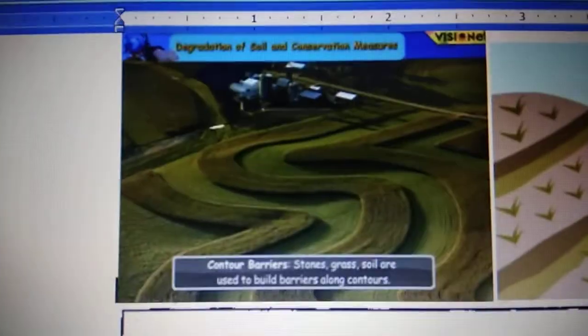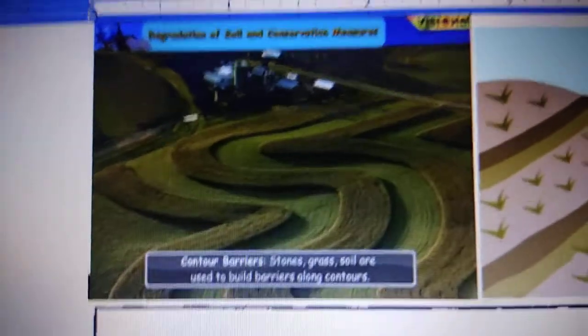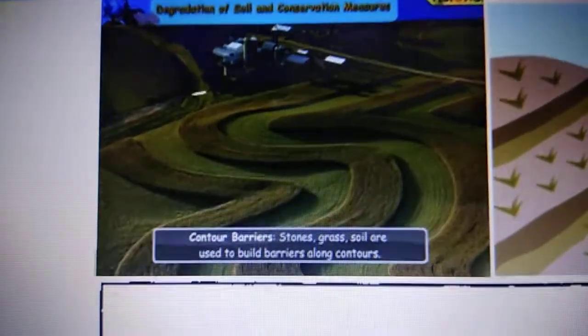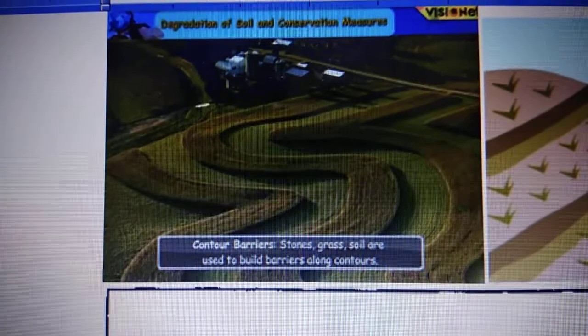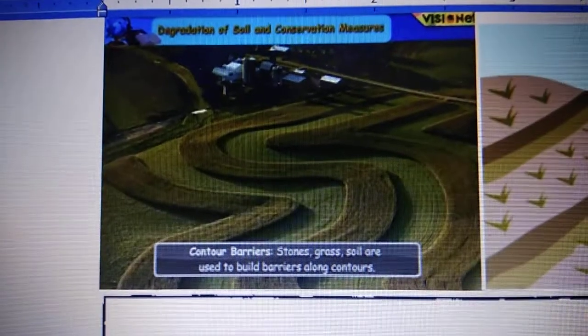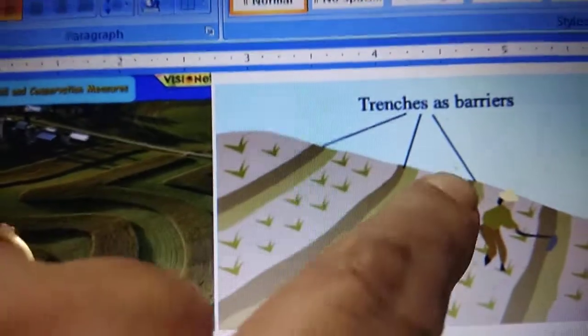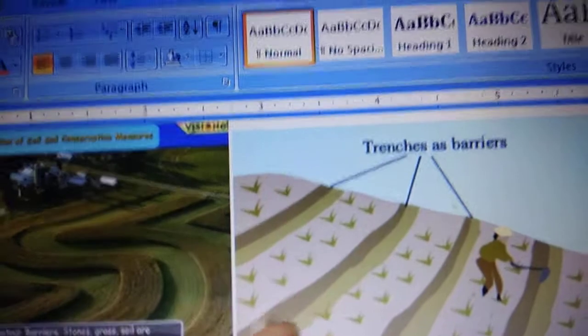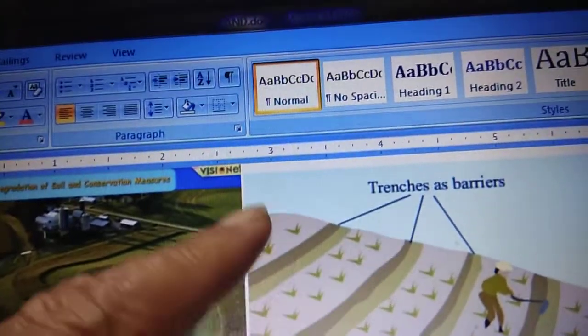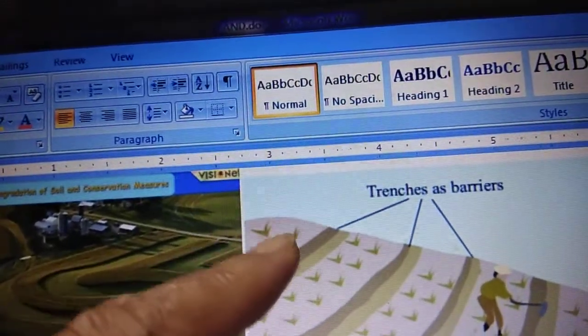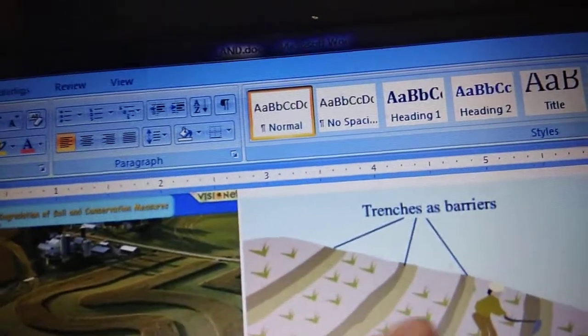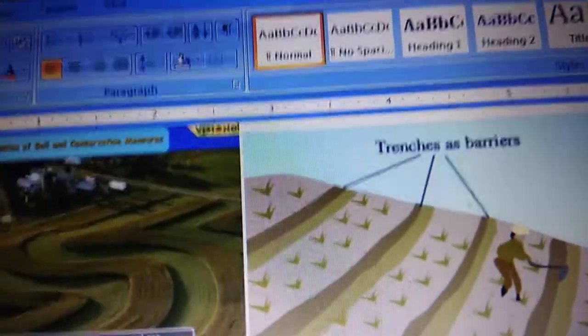Another way is contour barriers. They have made it like contour ploughing, the same way, but they are making barriers out of it. So what do they do? They put stone, grass, soil, etc. and build barriers along the contour. So you can see here they are building trenches. You can see plantation being done here, and here they are building trenches. Why are they building trenches? So whatever soil is eroded by water gets collected in these trenches and thus prevents soil erosion.